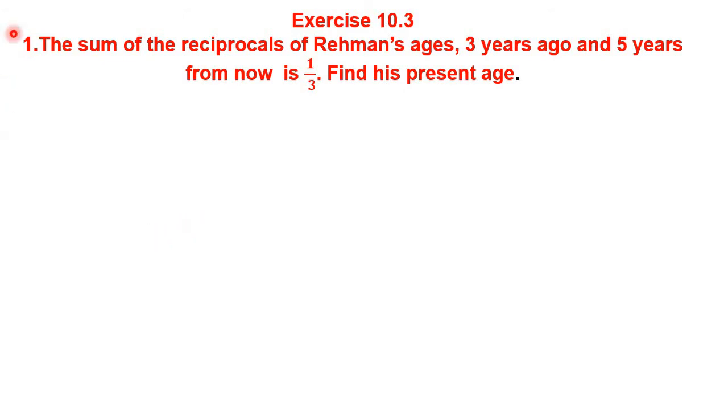The sum of the reciprocals of Rahman's ages 3 years ago and 5 years from now is 1 by 3. Find his present age. Here Rahman's age 3 years ago and 5 years from now is given. The age is given in the form of reciprocal. You have to find the present age.